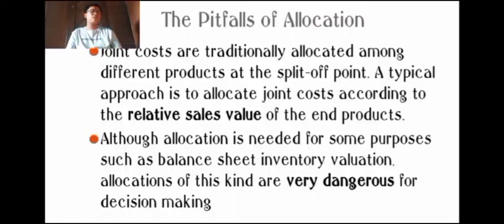So what are the pitfalls of allocation? Joint costs are traditionally allocated among different products at the split off point. A typical approach is to allocate joint costs according to the relative sales value of the end products. Although allocation is needed for some purposes such as balance sheet inventory valuation, allocations of this kind are very dangerous for decision making. So, let's go to sell or process further.